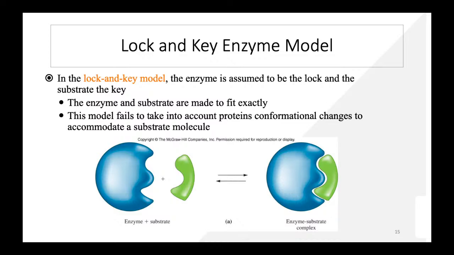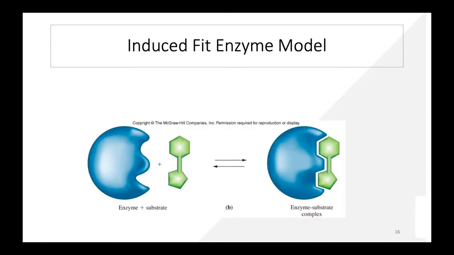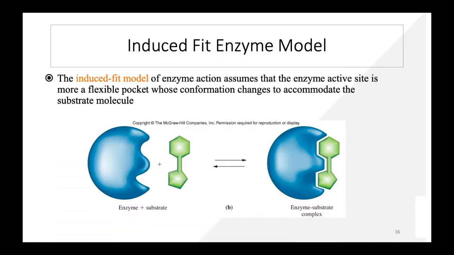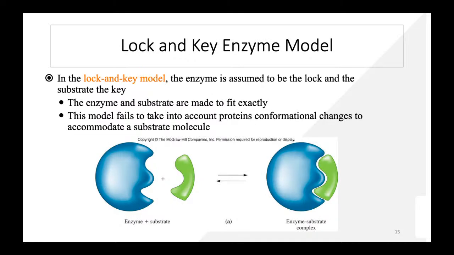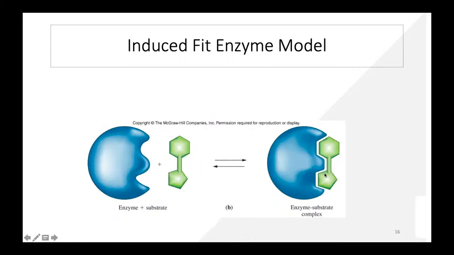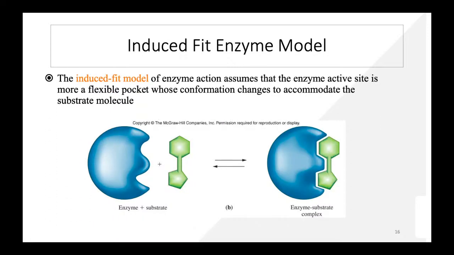But when it doesn't happen, it will fail, and it doesn't let the reaction happen further. Then there's the induced fit enzyme model, in which the enzyme active site is quite flexible, not like the lock and key model, and can have proper conformational changes in order to accommodate the substrate molecule. Sorry, I said something wrong. In the lock and key enzyme model, conformational changes don't happen in order to fit your substrate, but in the induced fit model, your enzyme will make some conformational changes in its own structure in order to adjust to your substrate molecule.